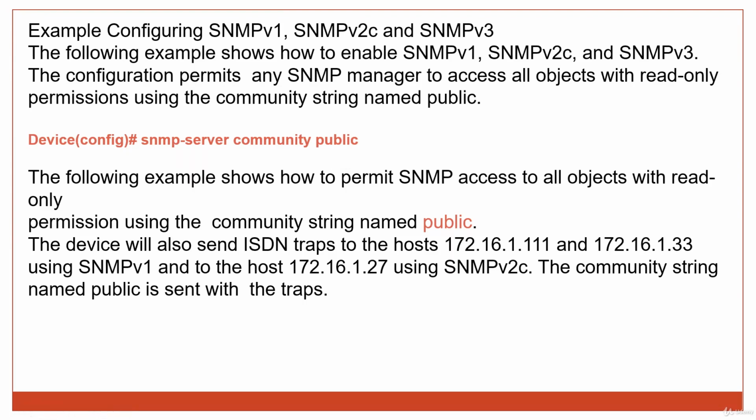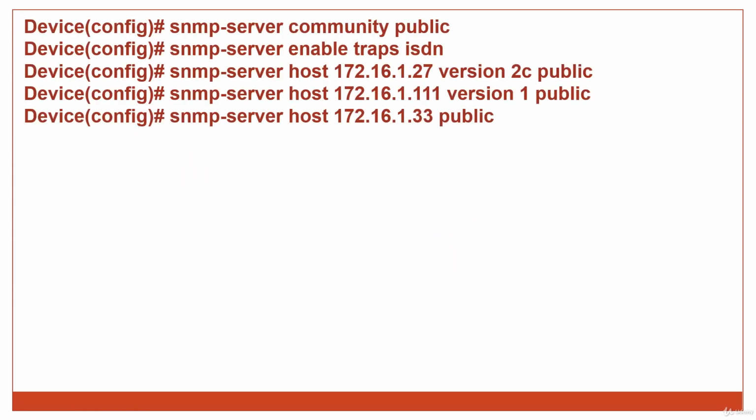Again, it depends what type of community string I have, public, private, or if we have any type of restriction, we can go and use it with a certain ACL as well. So again, here you can see that you can go and give the host version 2C and host version 1 as well.